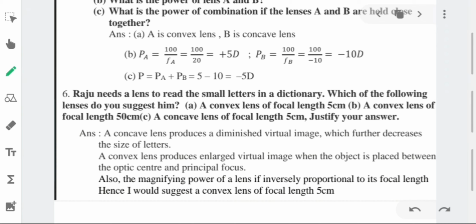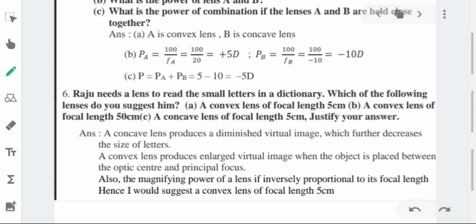We'll go to the sixth and last question. Raju needs a lens to read the small letters in a dictionary. Which of the following lenses do you suggest to him? A. Convex lens of focal length 5 cm. B. Convex lens of focal length 50 cm. C. Concave lens of focal length 5 cm. Justify your answer.